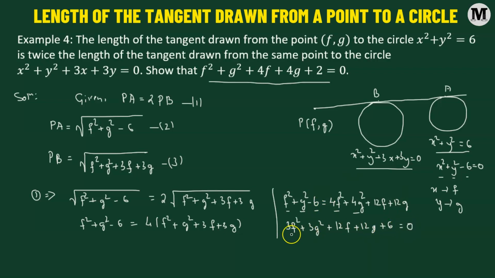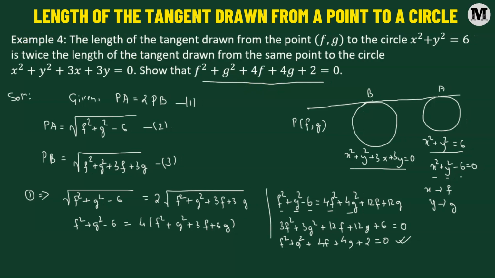Now each of the terms has a factor of 3. So if we factor out 3, we're going to get f squared plus g squared plus 4f plus 4g plus 2 equals 0, and we get the required relation. So we have successfully solved the problem. Now let's go to the next problem.